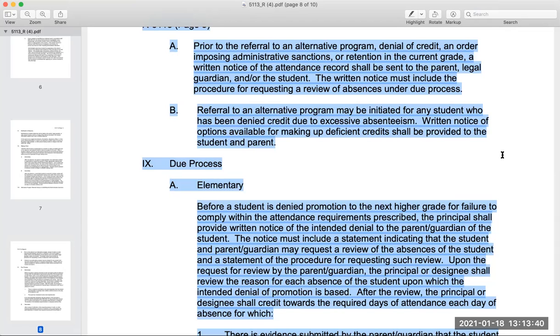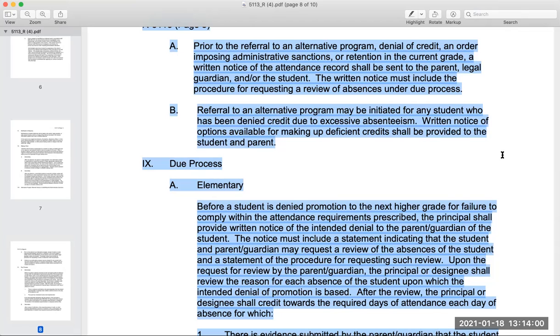If the parent/guardian disagrees with the decision of the principal or designee that the standard under NRS 392.1223 and B has not been met, the parent may appeal to the assistant superintendent or designee. The decision of the assistant superintendent or designee shall be final.